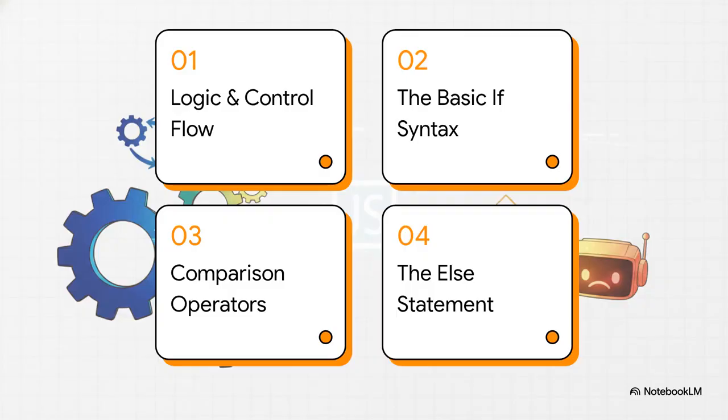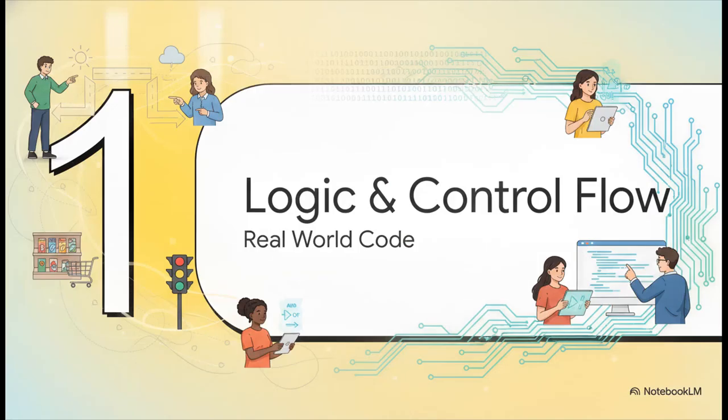Okay, so here's our quick roadmap for this explainer. 1. Logic and control flow. 2. The basic if syntax. 3. Using comparison operators. And 4. The else statement. Starting off with section 1, logic and control flow, connecting the real world to code.